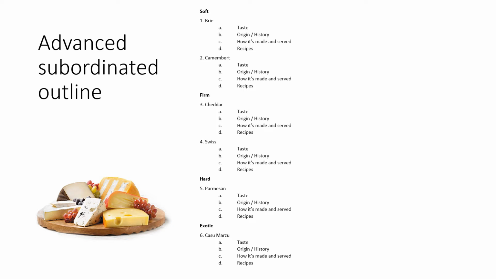And so now I still have my same basic outline from the previous slide: soft, firm, hard, and exotic cheeses. But now for each individual cheese, I'm talking about 4 subcategories or subtopics: taste, origin and history, how it's made and served, and recipes. And I just repeat that basic formula for each of the cheeses, and I have a pretty detailed outline.